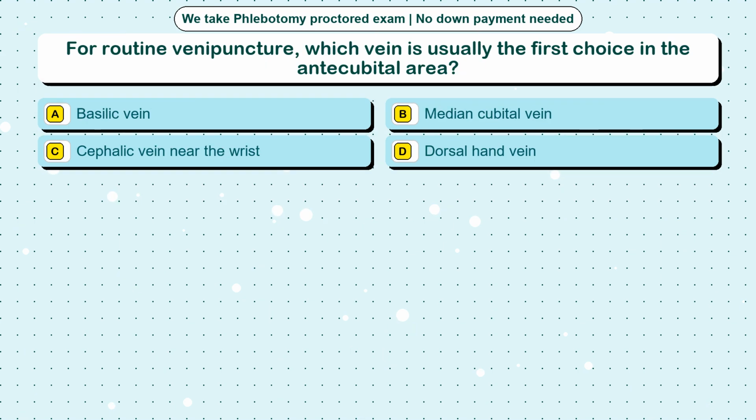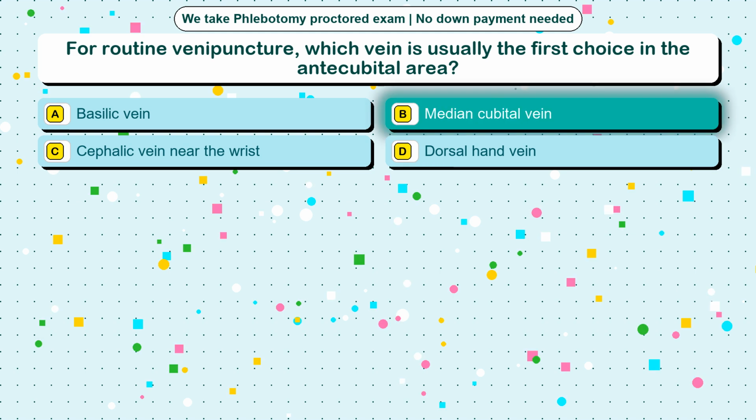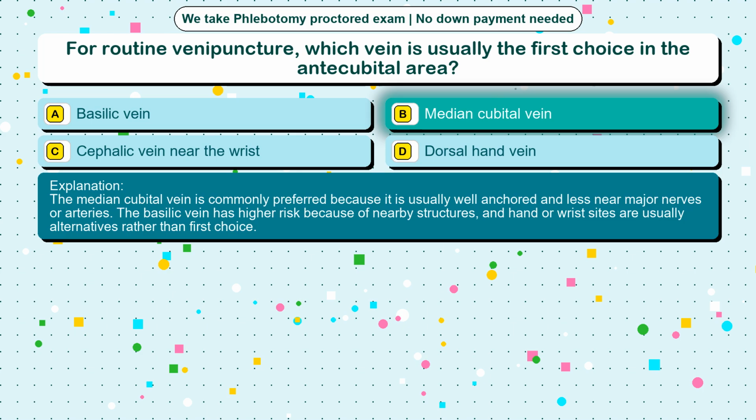Question 91. For routine venipuncture, which vein is usually the first choice in the antecubital area? Option A, basilic vein. Option B, median cubital vein. Option C, cephalic vein near the wrist. Option D, dorsal hand vein. The correct answer is option B, median cubital vein. The median cubital vein is commonly preferred because it is usually well anchored and less near major nerves or arteries. The basilic vein has higher risk because of nearby structures, and hand or wrist sites are usually alternatives rather than first choice. Question 92.